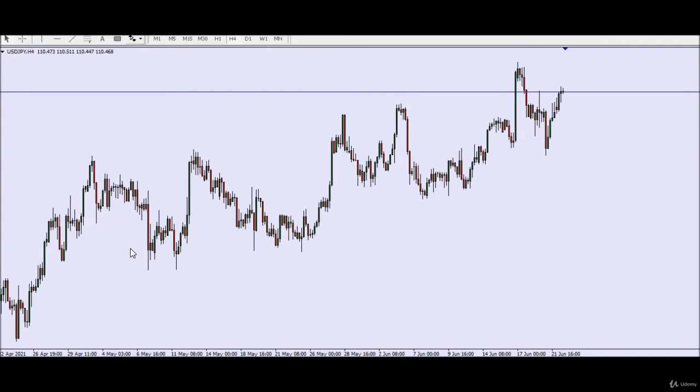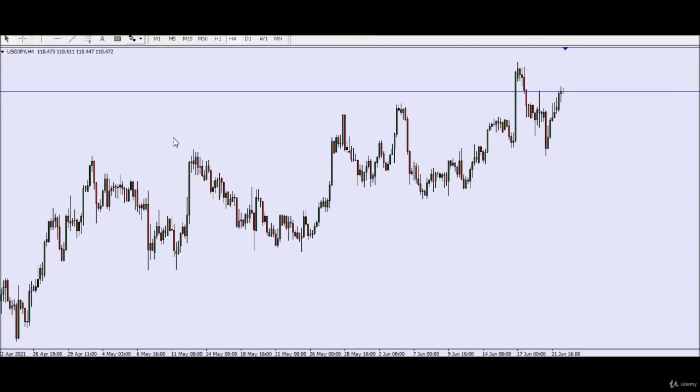Let me do one more analysis for you, and it will be two pairs: US dollar and Japanese yen, and another pair, Australian dollar and US dollar. So let's start with USD JPY.